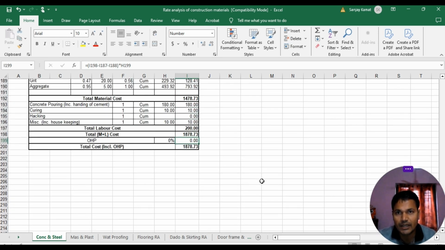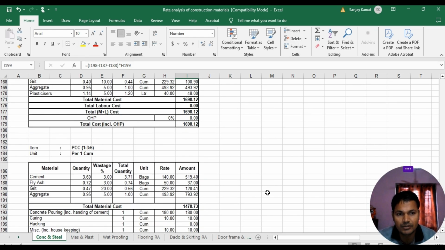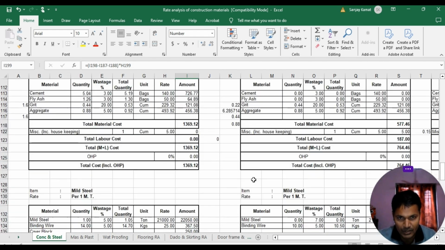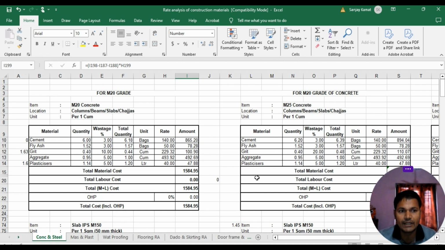So in this way you can calculate the rate analysis of any construction materials. Okay, so hopefully I think you all civil engineers like this video.